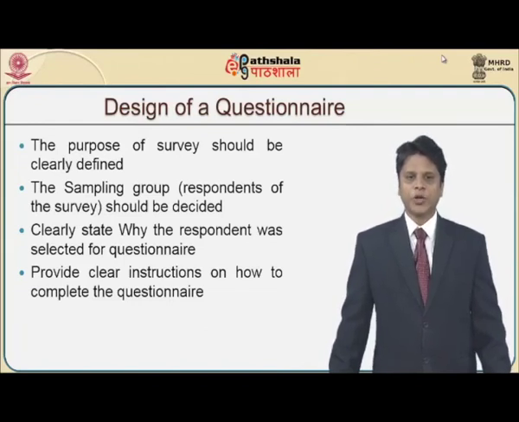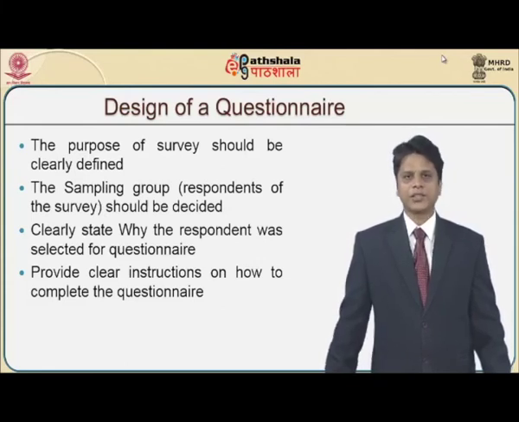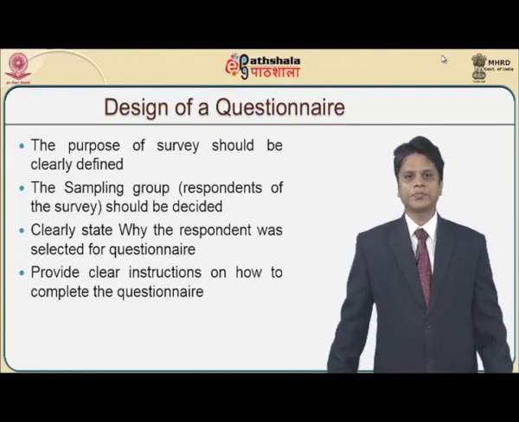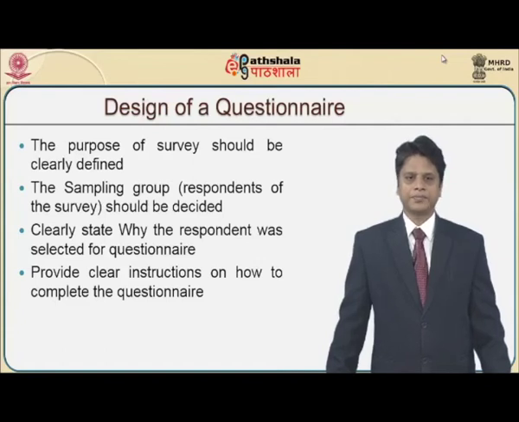And there should be a sampling group with the respondents of the survey that should be decided early during the questionnaire preparation. And we may have to state clearly why the respondent was selected for the questionnaire. As I have already indicated, if I am to rank the various universities and colleges, say in India, why this college or university is being asked to answer this questionnaire should be clearly stated.